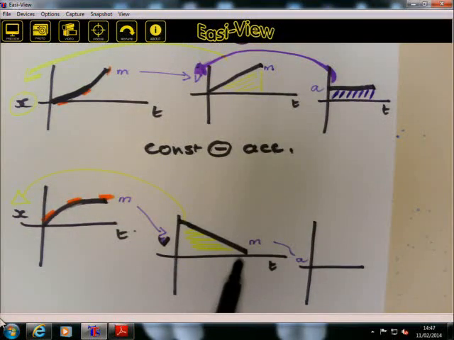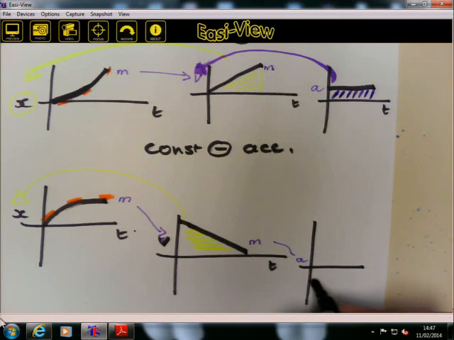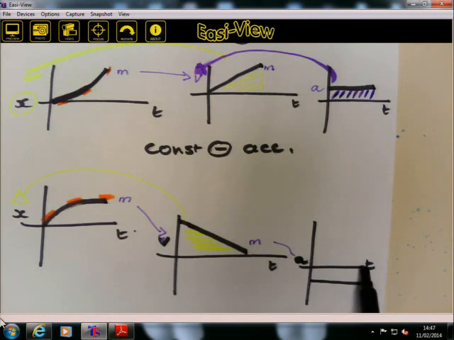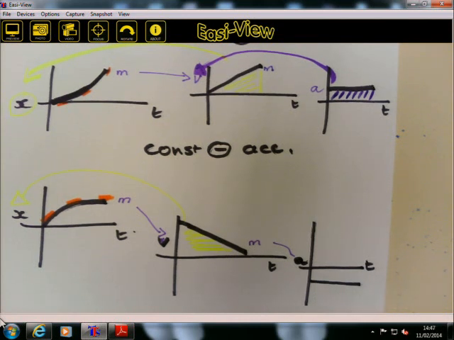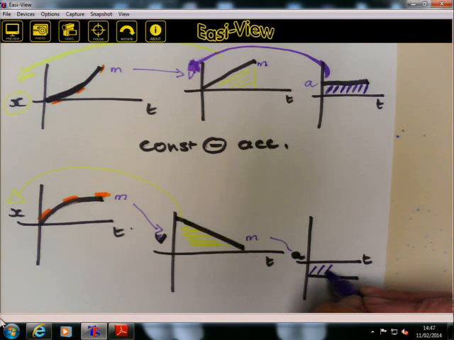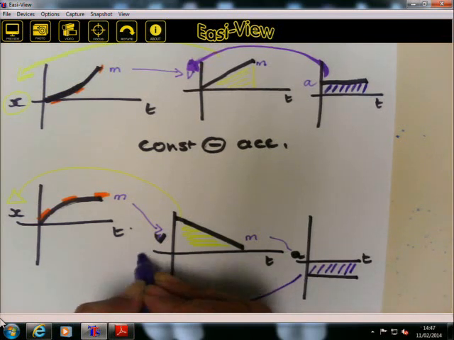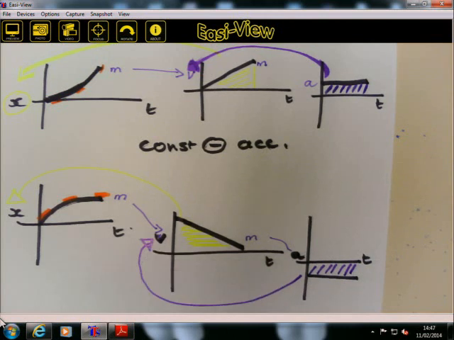My gradient is negative here, and remember the gradient of a velocity time graph is going to give me acceleration. And because my gradient is negative, it means that my acceleration must be negative. So on my acceleration time graph, my acceleration is going to be negative. And once again, if I have an acceleration time graph, I can work out the area under the graph, and that area will give me velocity.